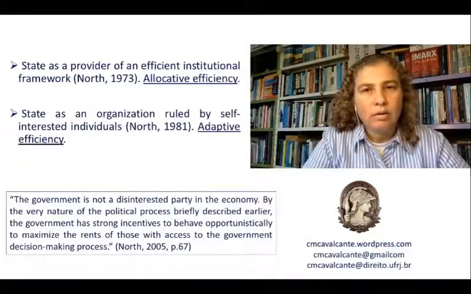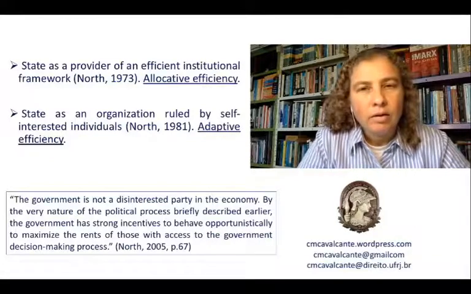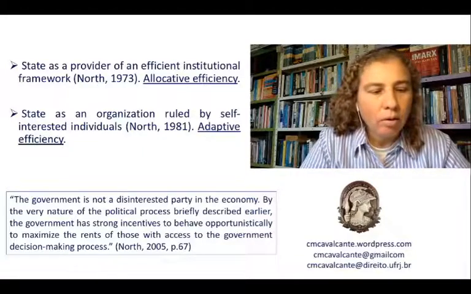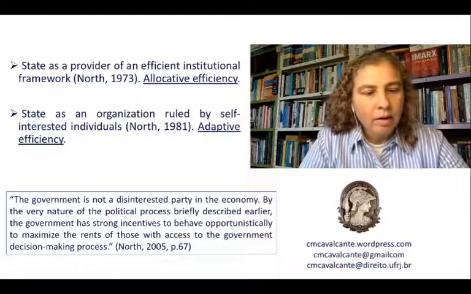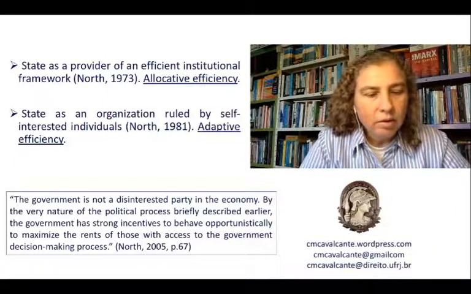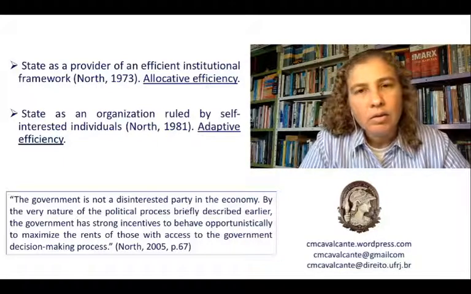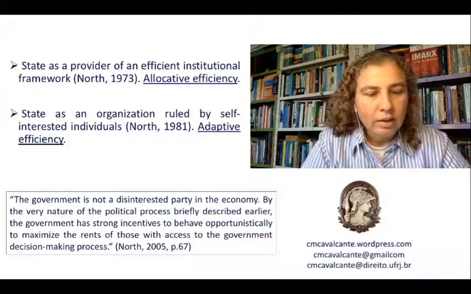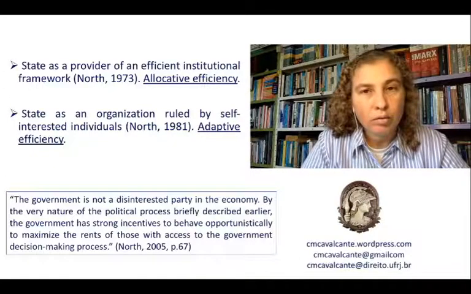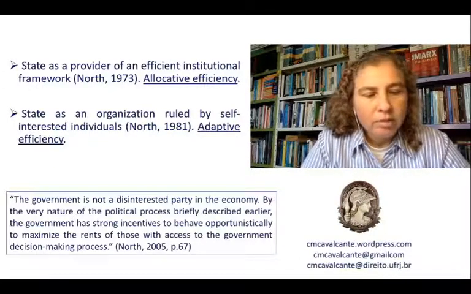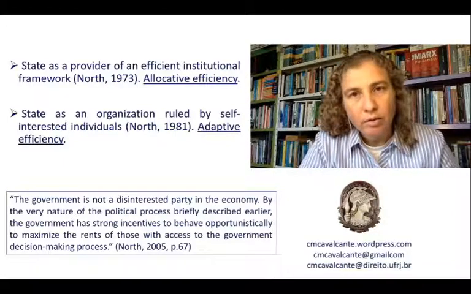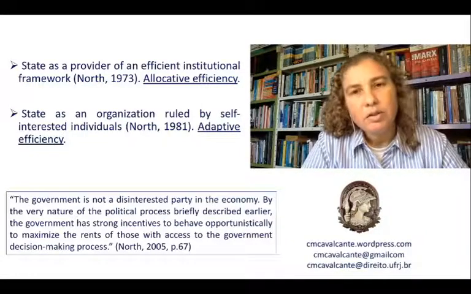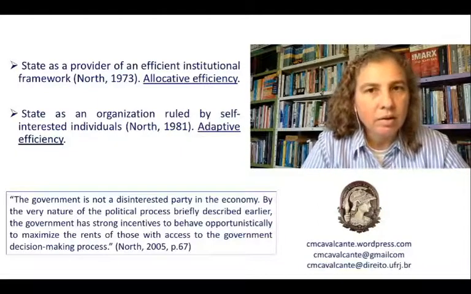The third concept analyzed in this article is North's conception of state. A role for the state is present in all of these five books. But the author delivers a complete chapter on the state only in his 1981 book. In the 1973 book, the state is seen as a provider of an efficient institutional framework. In this book, North adopts an idea of allocative efficiency, a Pareto efficiency. In his 1981 book, the idea of allocative efficiency is replaced by an idea of adaptive efficiency.